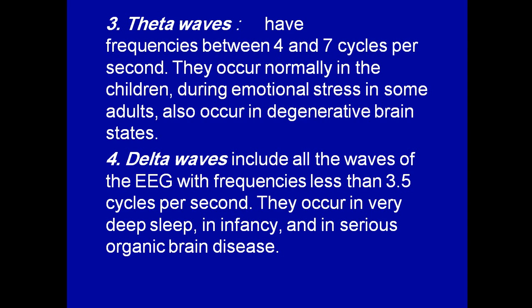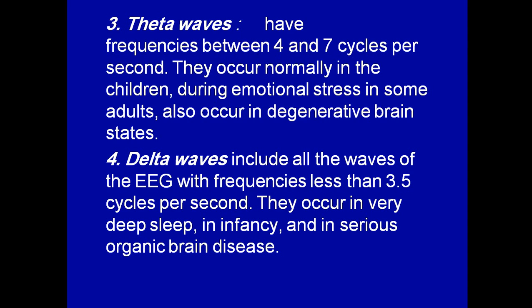Theta waves: here the frequency starts to decrease, between 4 to 7 Hertz, cycles per second. They occur normally in children. Why? Because children are evolving their brain activity so as to reach the mature level. They also occur during emotional stress, and in degenerative brain states, meaning when there is an abnormality.